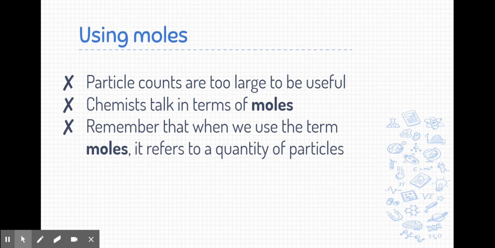Now, it's great to be able to convert between particles and moles, but that first equation isn't one that's incredibly useful. In fact, chemists rarely talk about the specific number of particles. They're just simply too large to be useful. Kind of a pain to be talking about numbers in the 10 to the power of 23rd. So instead, chemists just talk in terms of moles. And we start to use that term so much that it's easy to forget that when we use the term mole, it's referring to a specific number of particles.